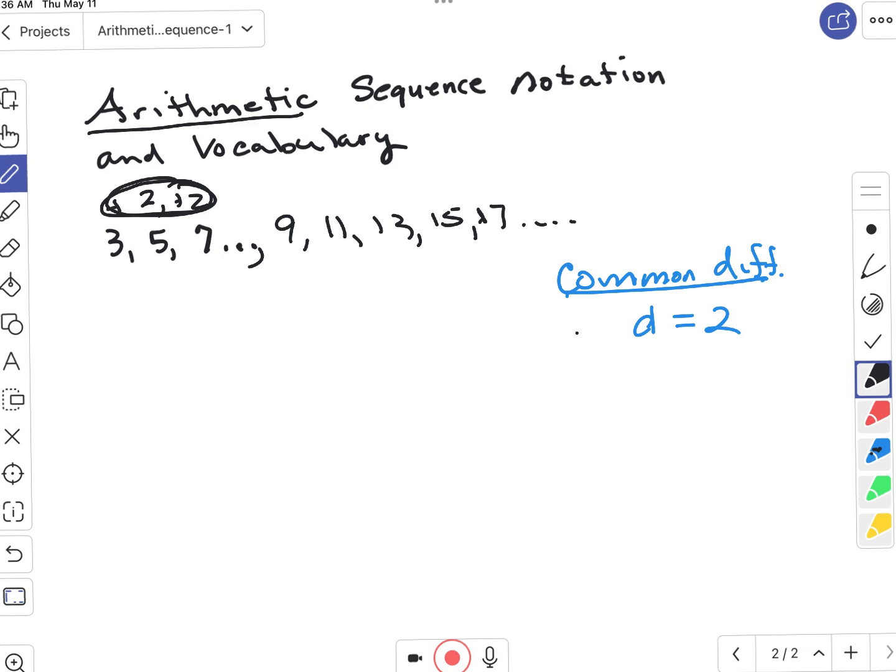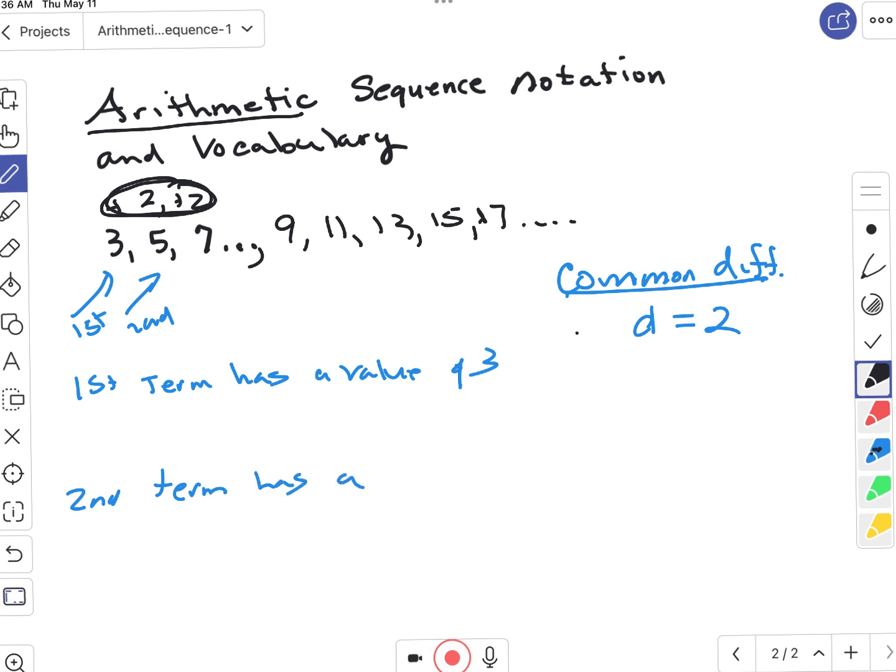And then we also need to know notation. So for an example, we could say the first term has a value of 3. And we could write the second term, right? So the first term has a value of 3. And we could say the second term has a value of 5, and so on and so forth.